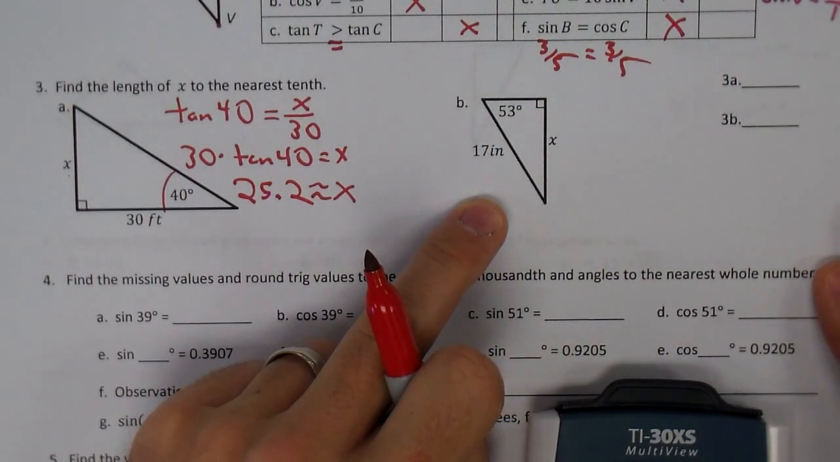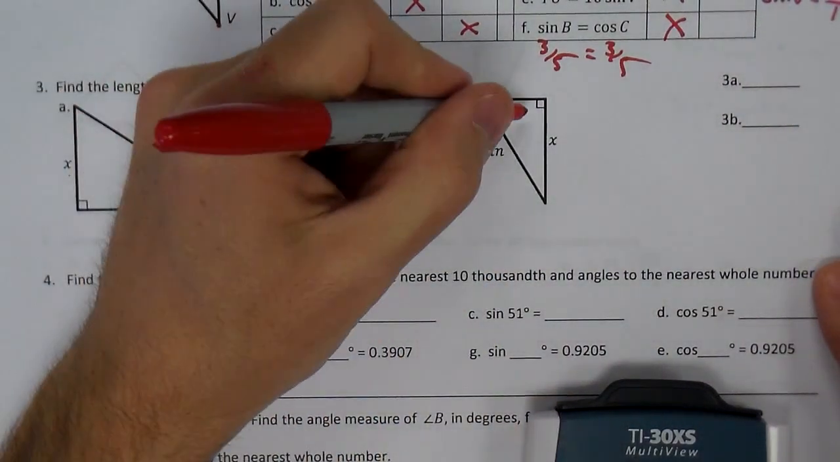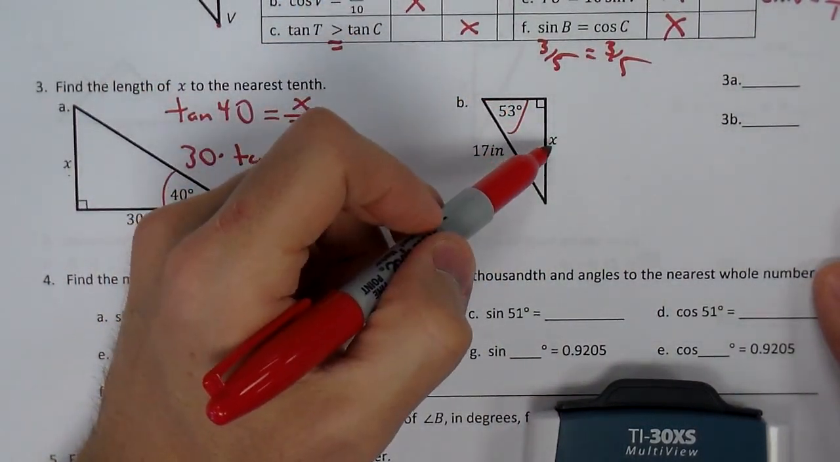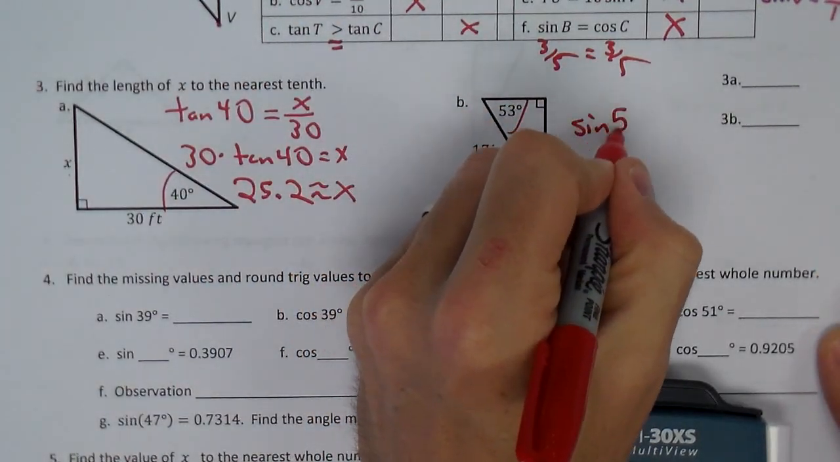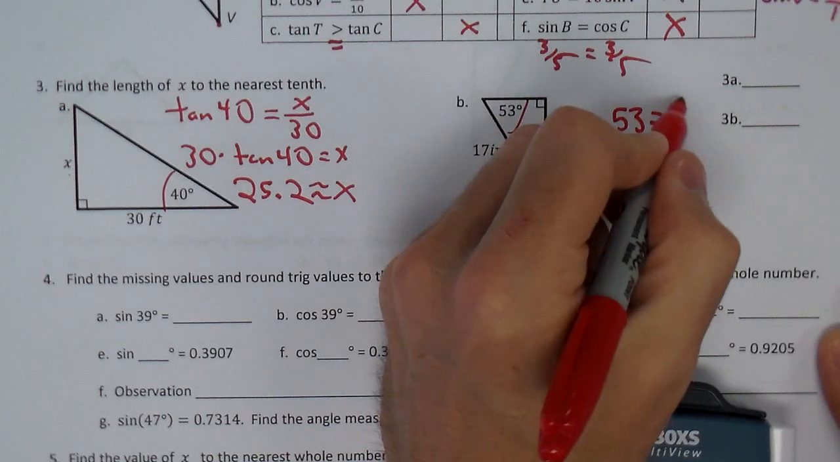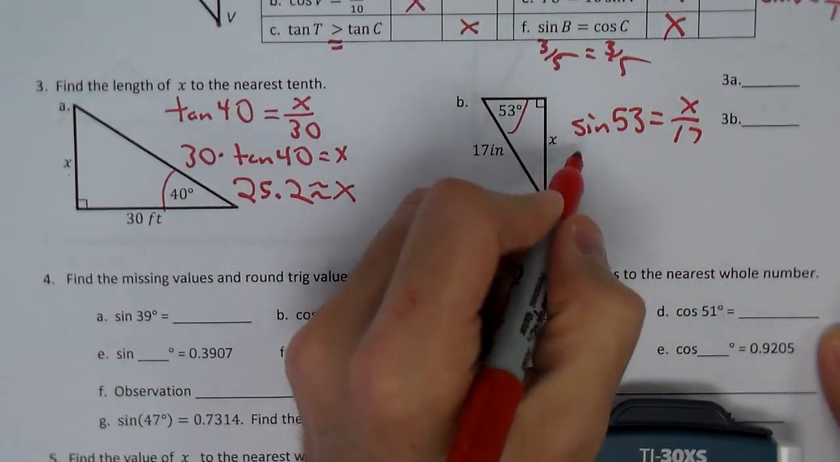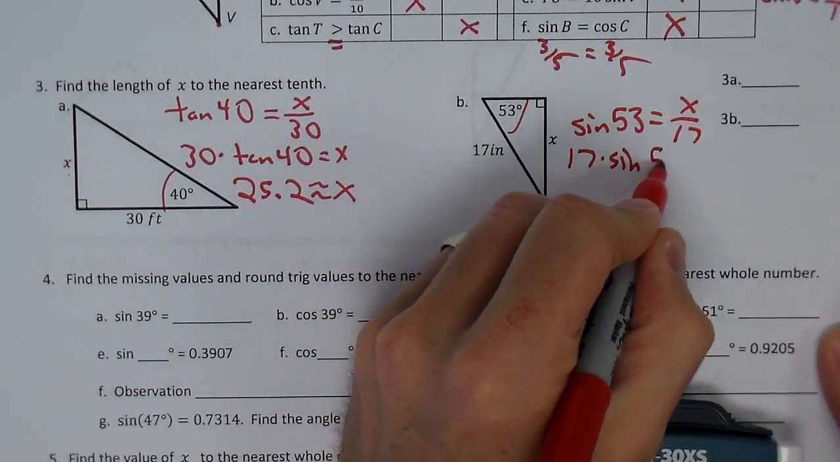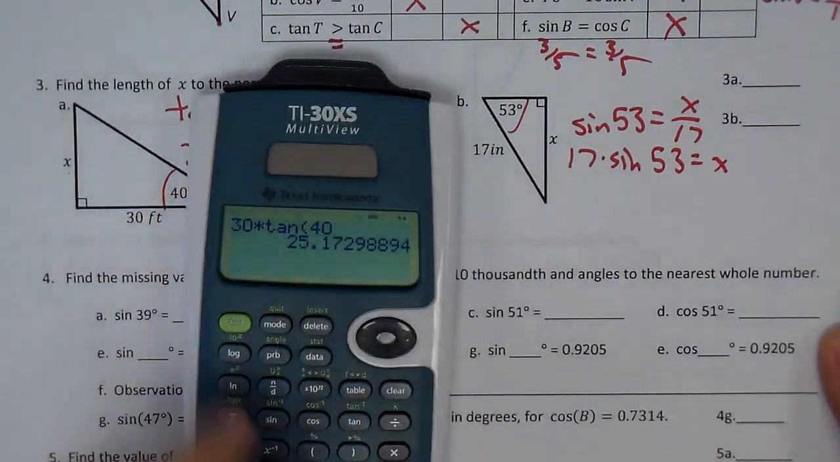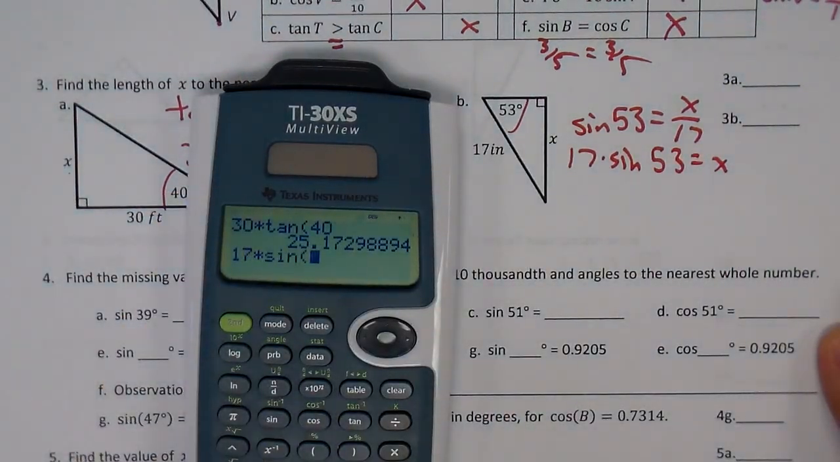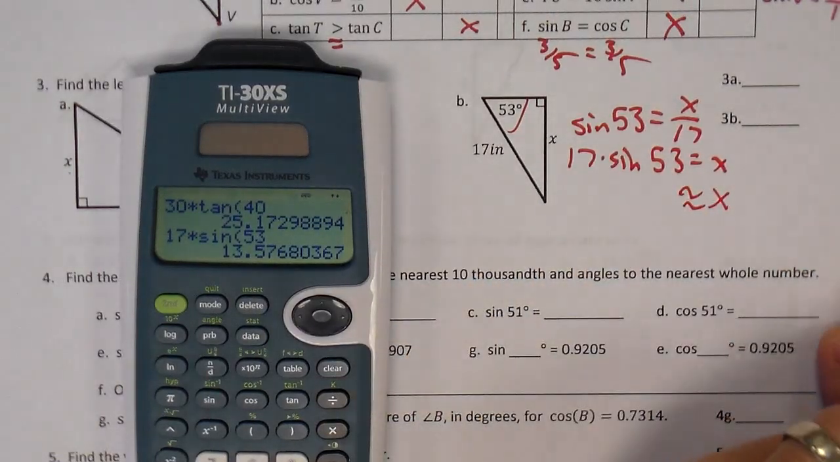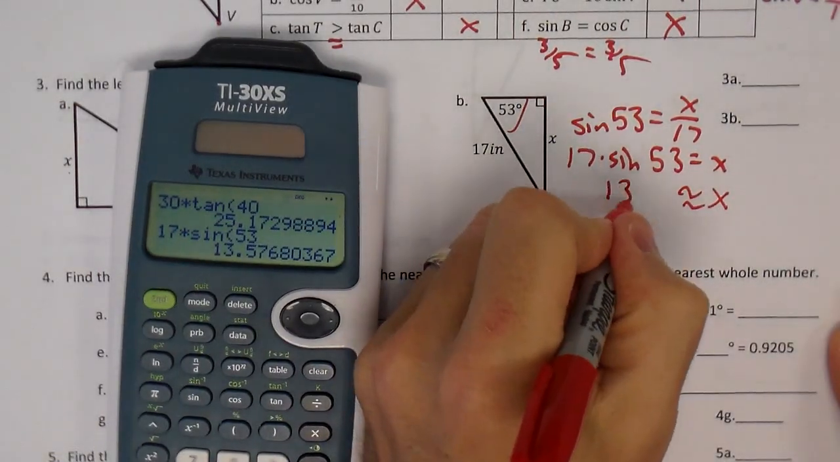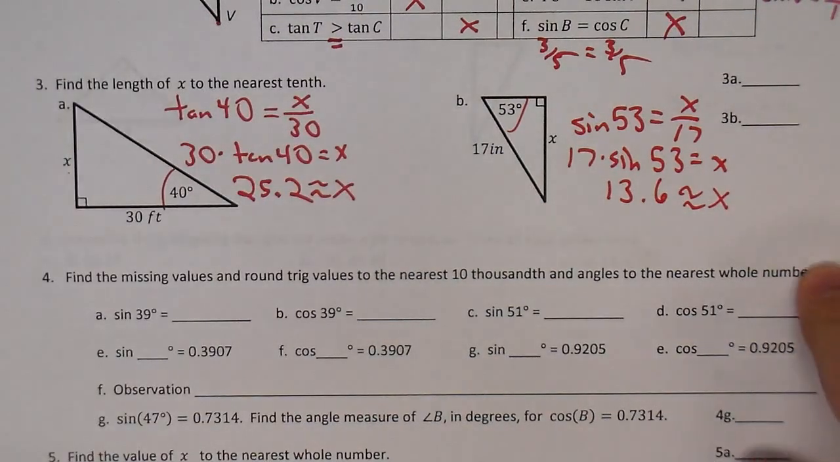Down here at B, I'm looking at my angle, and I have an opposite side and a hypotenuse. For opposite and hypotenuse, we're going to do sine of 53 equals x over 17. I multiply over the 17, so it's going to be 17 times sine of 53, and we get that x is about 13.57. We'll round that up to 13.6.